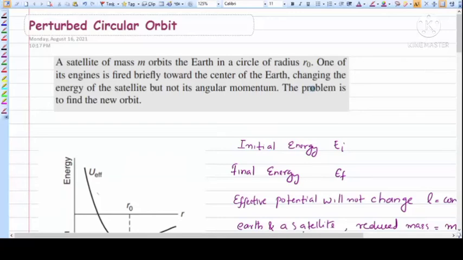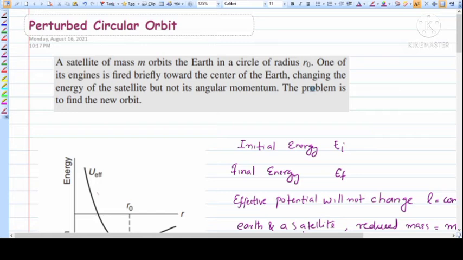Here we are discussing example 9.3 in the textbook. It is a perturbed circular orbit. The problem is: a satellite of mass m orbits the Earth in a circle of radius r0. One of its engines is fired briefly toward the center of Earth, changing the energy of the satellite but not its angular momentum. The problem is to find the new orbit.